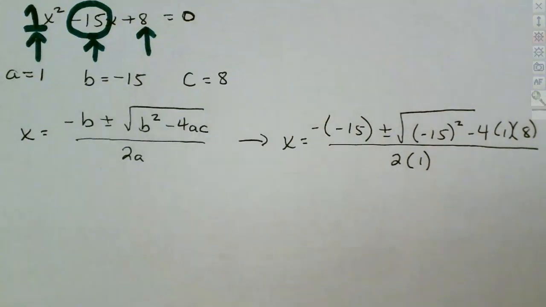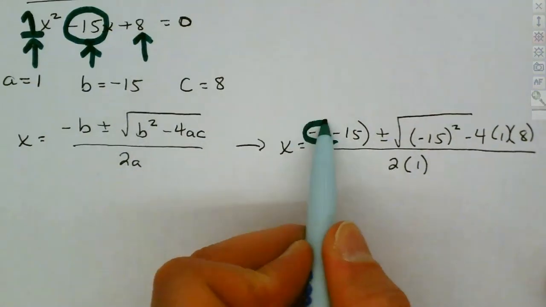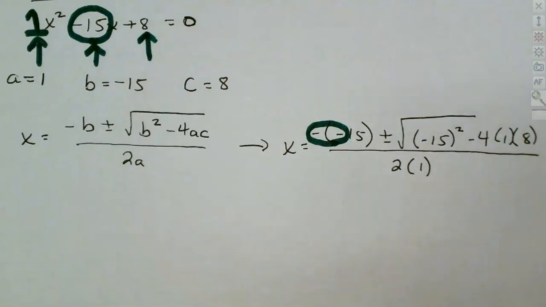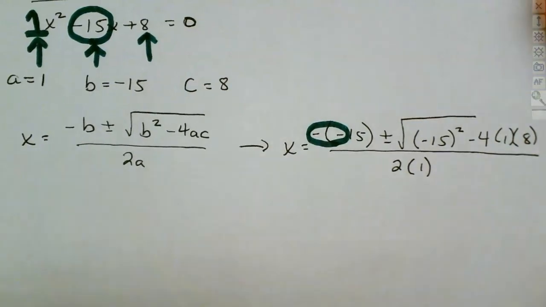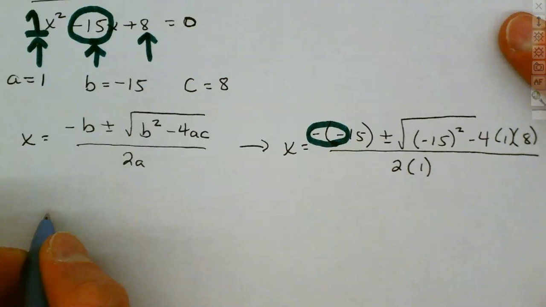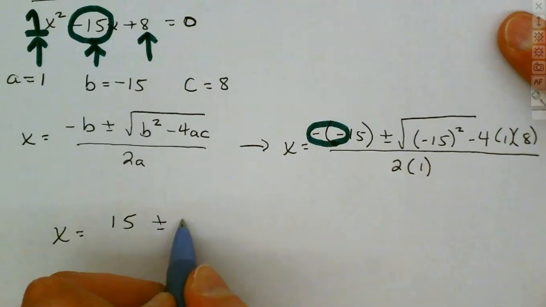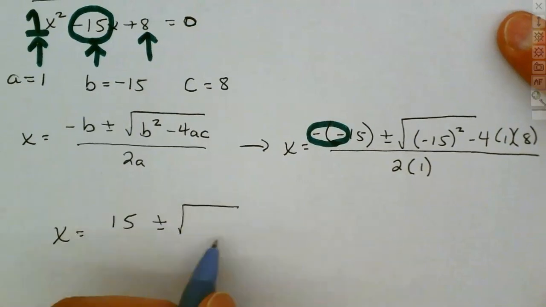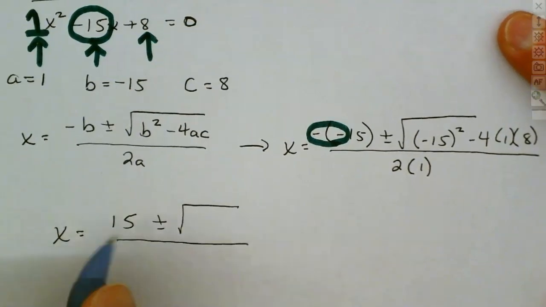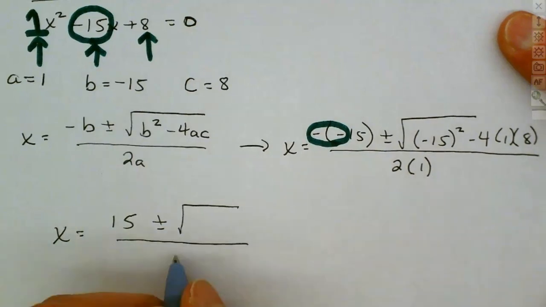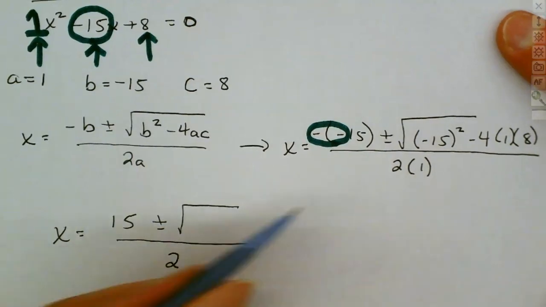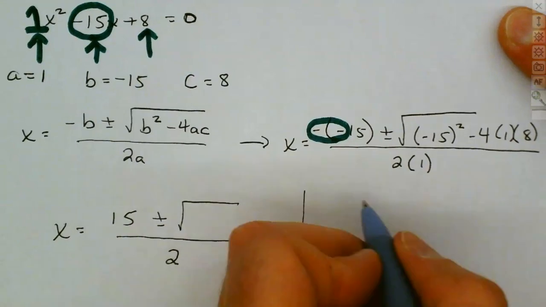So what do we know about the double negative here? Okay, that double negative is going to make that a positive. So let's write out what we've got. We've got a 15. Okay, then we've got our plus or minus. We'll deal with the root in a moment. You have to separate things out in pieces. And 2 times 1, that's a 2. Now let's work with the discriminant.